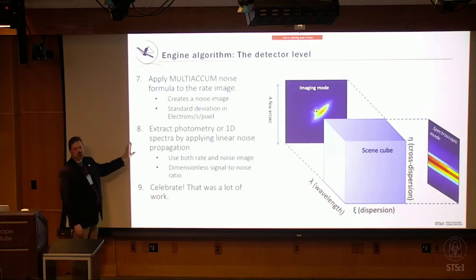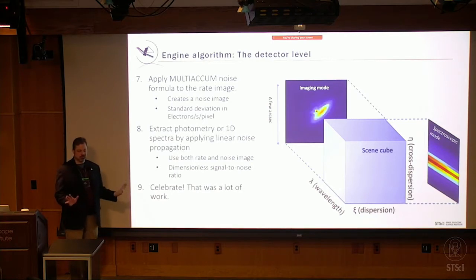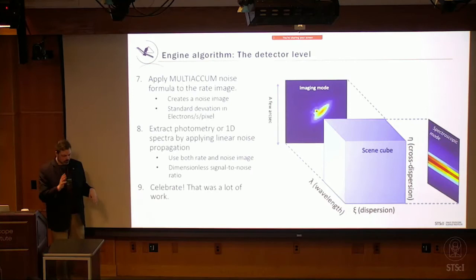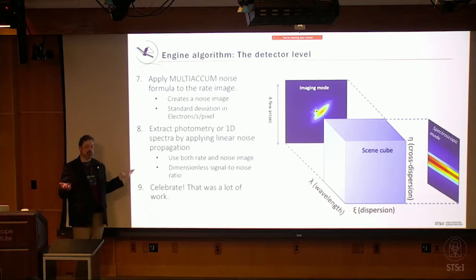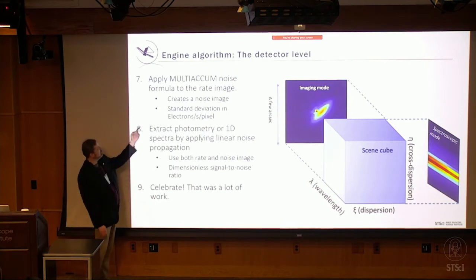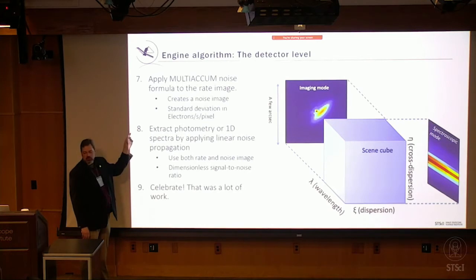All right, so what we have now is a rate image on the detector. So all we know now is that we have a detector and we know how many electrons we detect per second per pixel. But we haven't said anything about noise yet. So we have the signal part, we don't have the noise part. So that's the next part here. So we have to calculate the noise part, and the rate is one of the inputs for that. It's not the only input.